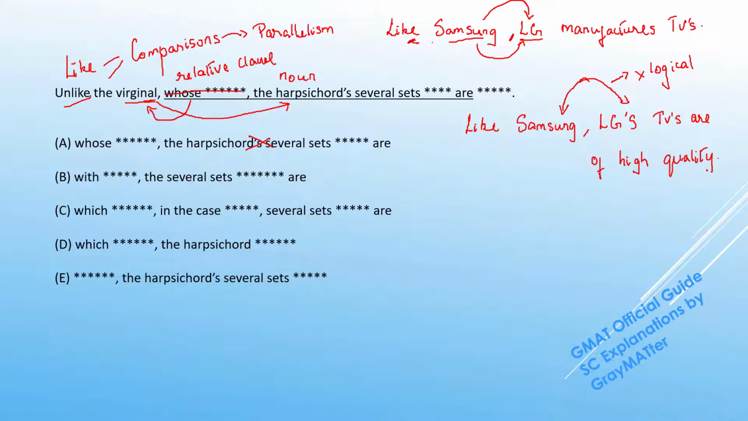And a quick vertical scan at the same location, close to the commas, reveals that B says several sets, C says in the case, D says the harpsichord, and E says several sets. So D is the only answer choice which is logically comparing the virginal to the harpsichord. So D, delta, is the right answer.